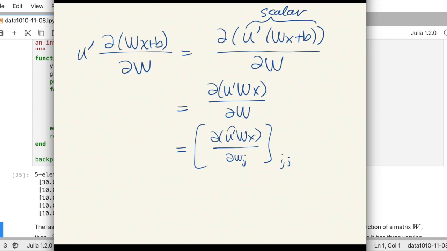And if you multiply this product out, what you'll see is that the wij term only involves ui and xj. And in fact, that term is just ui xj times wij. So this derivative is going to be 0 for every term other than that one, ui xj. And so we get a matrix whose ijth entry is the product of the ith entry of u and the jth entry of x. And this is the same thing as the outer product of u and x. In other words, just u x transpose.